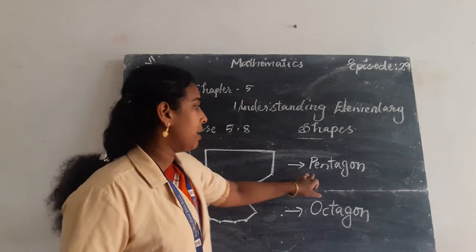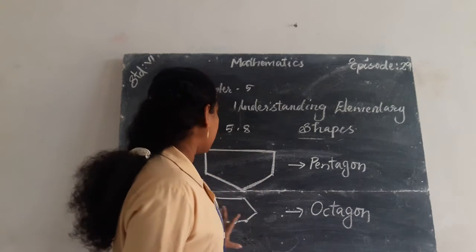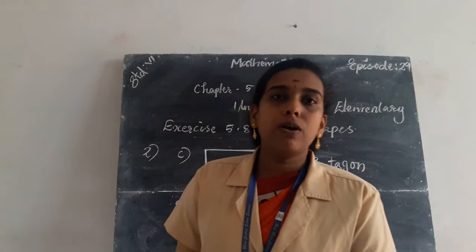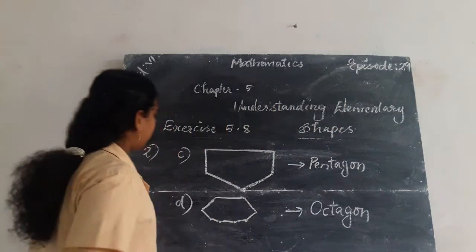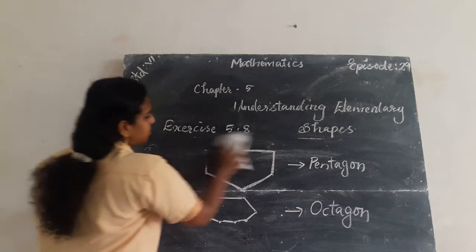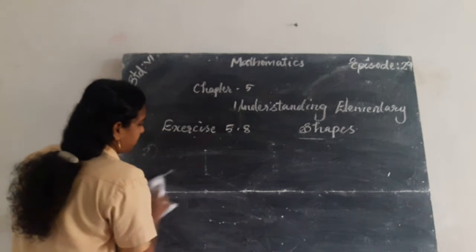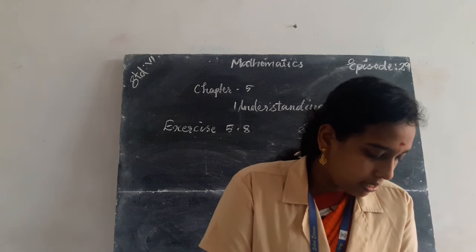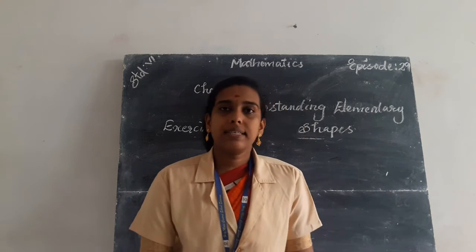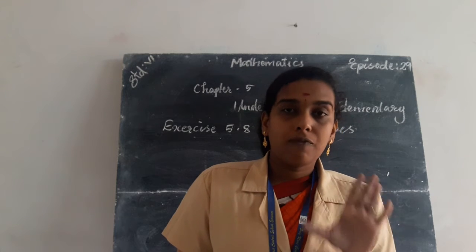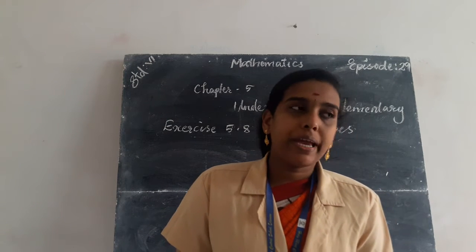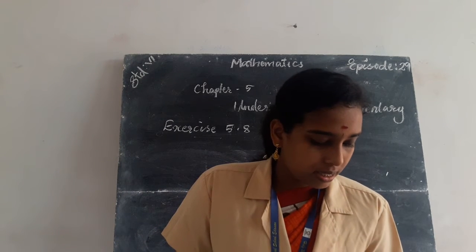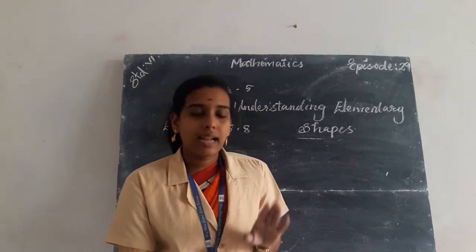So the third one is a pentagon because it is made up of 5 line segments, and these are 5 sides. And the last one is an octagon because it is made up of 8 line segments. So these are the answers of the second question. The first one is a quadrilateral because it is made up of 4 line segments, the second one is a triangle because it is made up of 3 line segments, the third one is a pentagon because it's a polygon with 5 sides, and the fourth one is an octagon made up of 8 line segments.